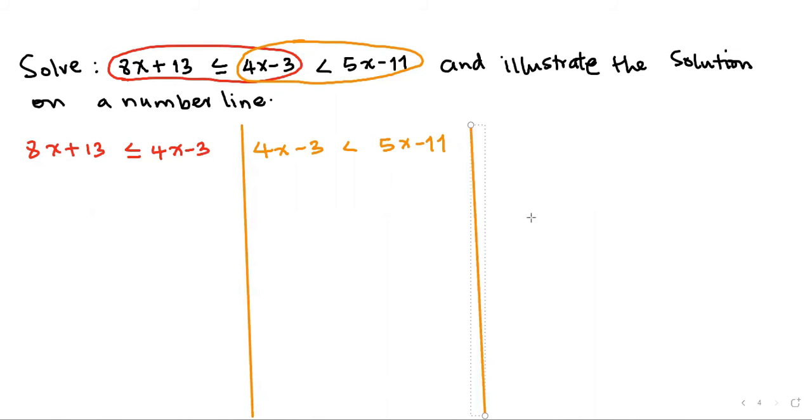And the final step will be to show this on our number line. So this is step one, this is step two, this is step three.